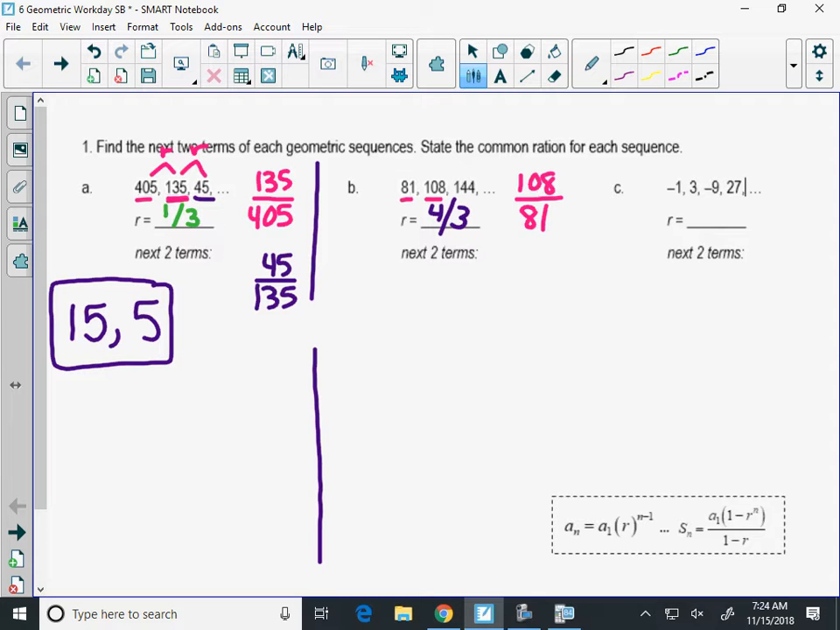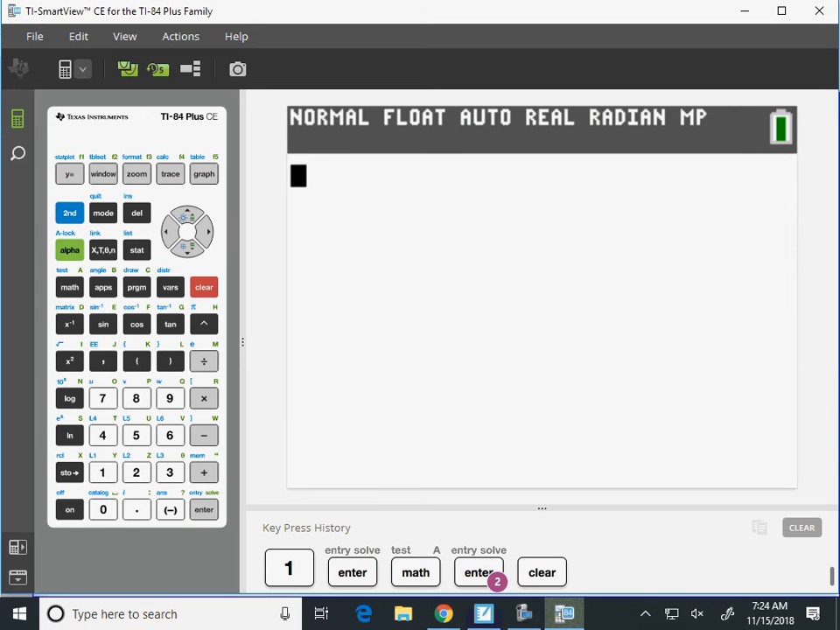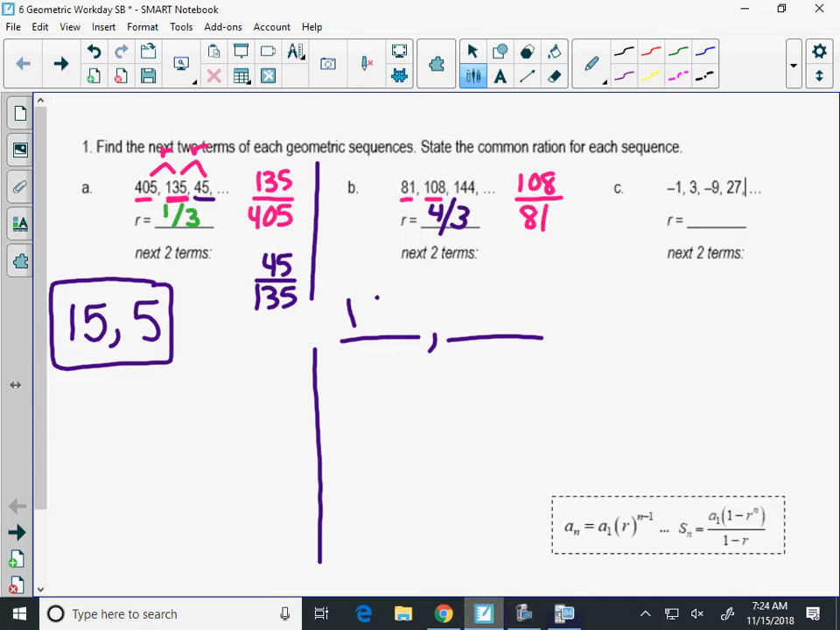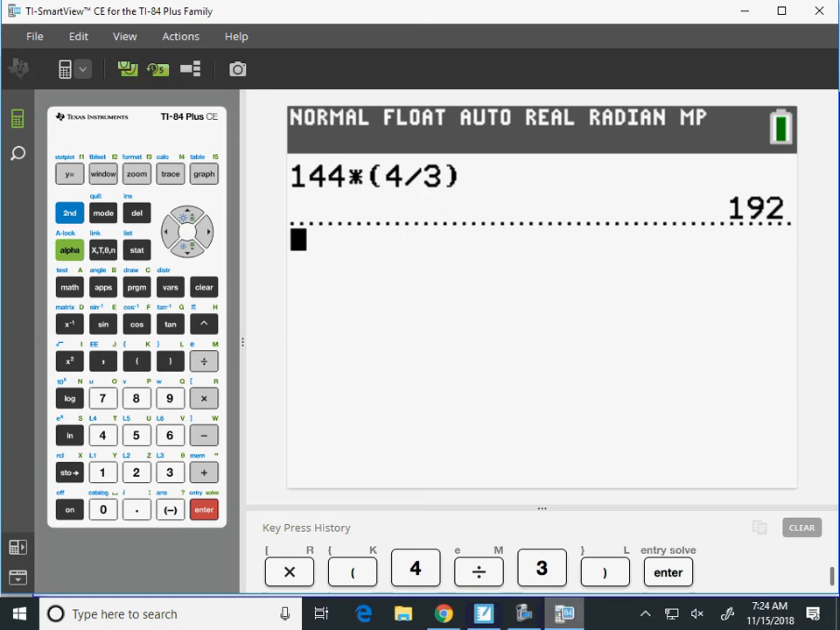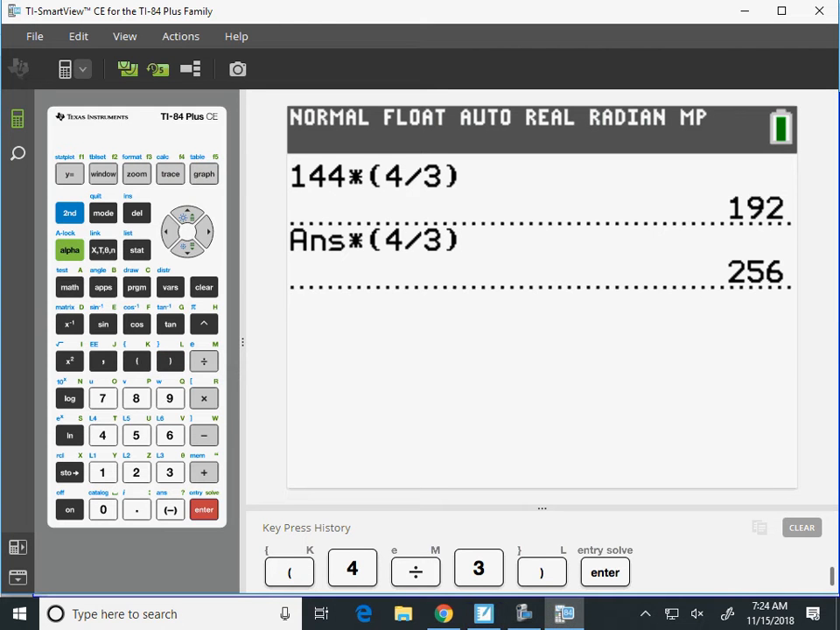All right, now to find the next two terms, the next one you find by taking 144 times 4/3. So we'll do 144 times 4/3, which gives you 192. And then to find the next term, you take 192 times 4/3, which is 256.